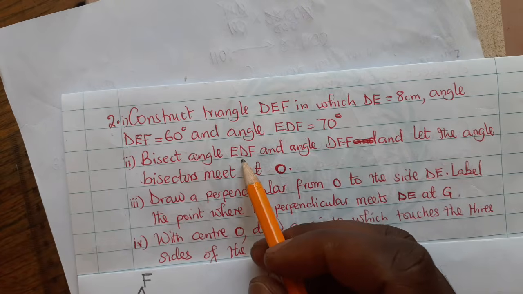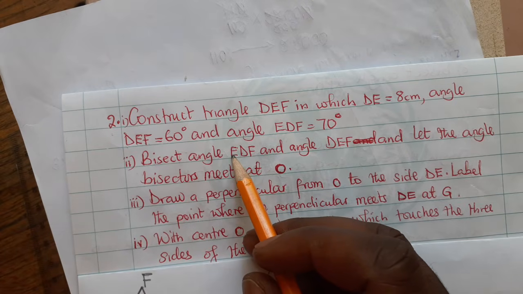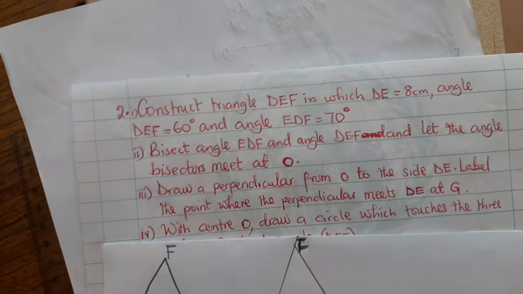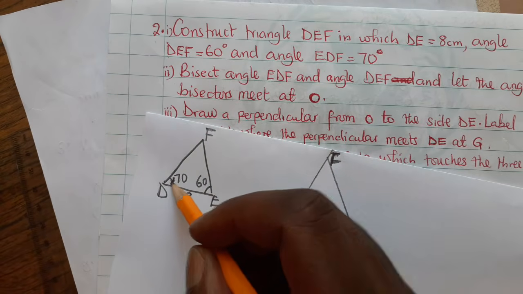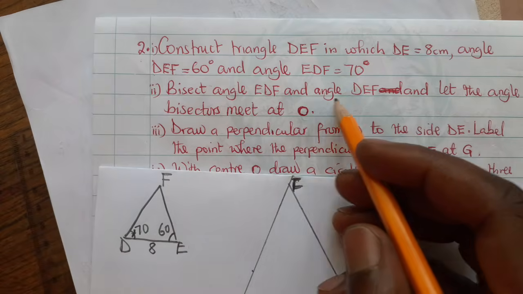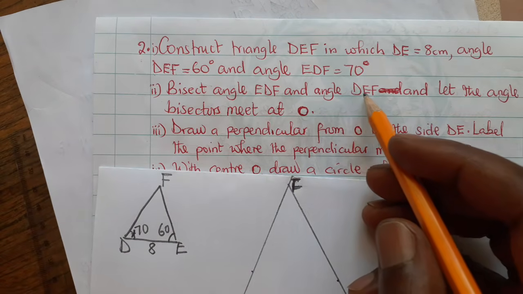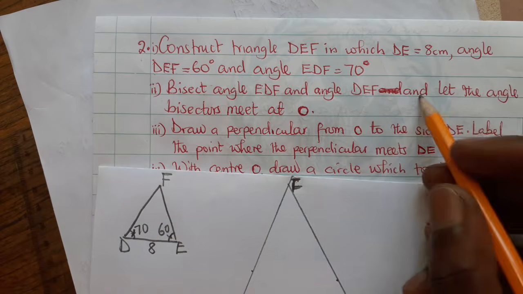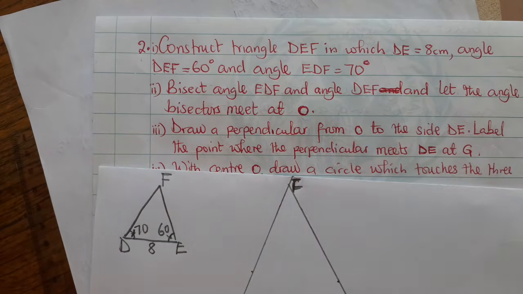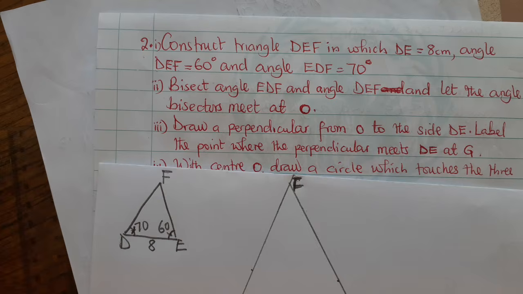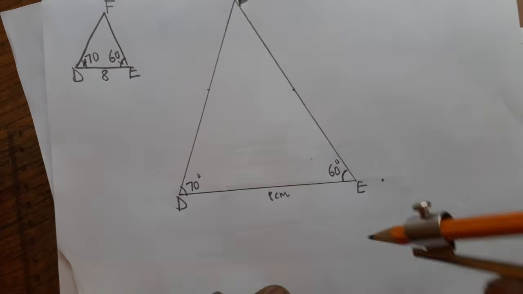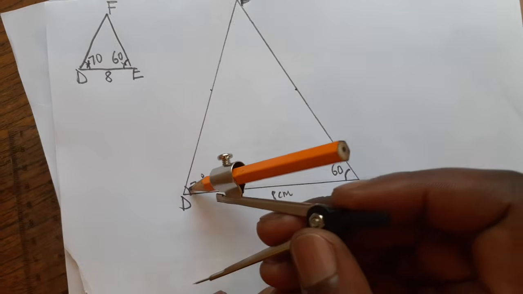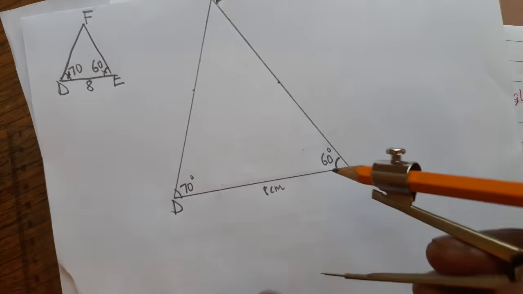So now we need to bisect these angles. We bisect angle EDF. EDF is this angle. We need to bisect this angle. And angle DEF in this one. Let the angle bisectors meet at O. So what are we talking about? I want you to follow, and for sure we did these bisectors. So we are bisecting this angle as well as this one. Just like I said, these 70, 60 may not be there.